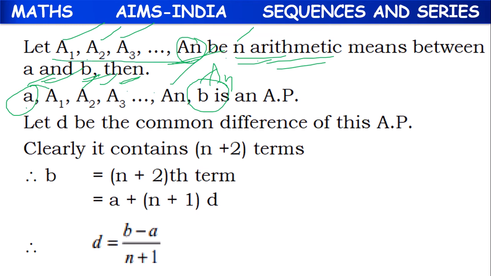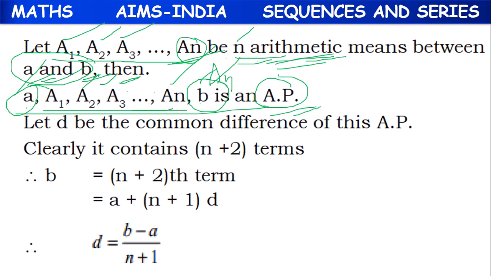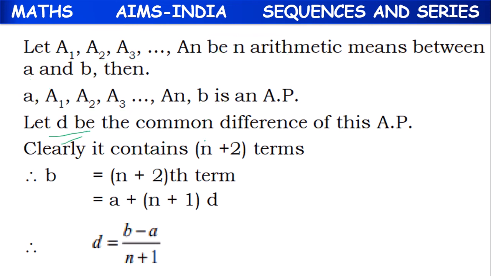As these terms are the arithmetic means between the given numbers, if we write the arithmetic means along with the first number and the last number, then the resulting sequence will be an AP. Because we are inserting arithmetic means, the first and last term including the arithmetic means will form an AP, where d is the common difference of this AP.